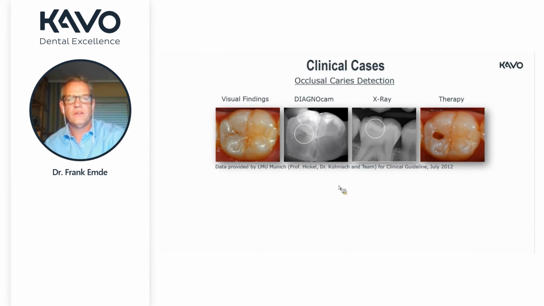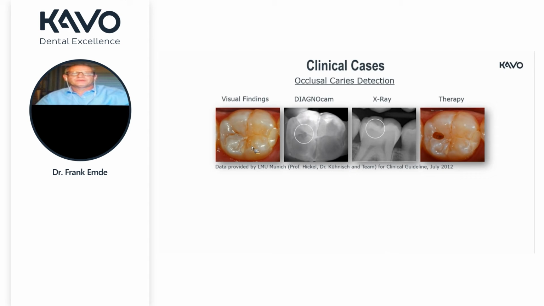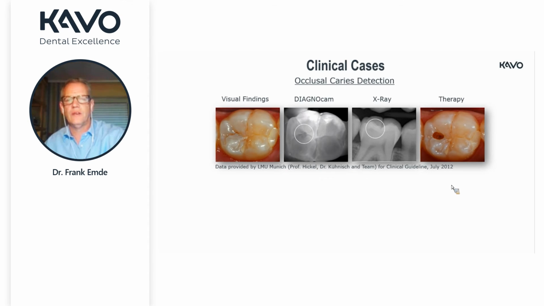Occlusal surfaces, we also know it works pretty fine for occlusal surfaces. You see on the left a little bit of a sign of the caries lesion over there. Placing the Diagnocam on it, you see that there's a black spot. Especially if it gets cloudy, you know that it's going more or less all over inside the dentin. Placing it up, X-ray confirms a little bit, and you see a minimal intervention in doing the occlusal restoration.